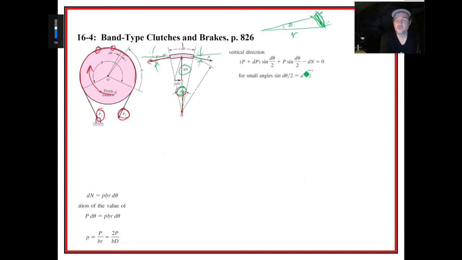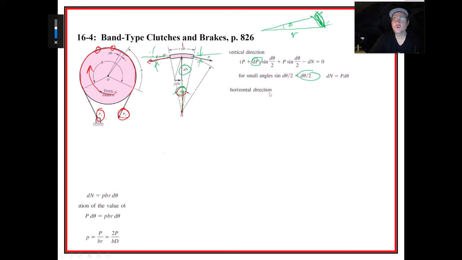So what we can conclude right here is that these sines are going to turn into just d theta over 2. And also we'll note that if dp is going to get small enough compared to p, it's not going to matter. So what we're left with is just dn is equal to p times d theta. Does that make sense? Right? That's the small angle approximation that allows us to make that conclusion.